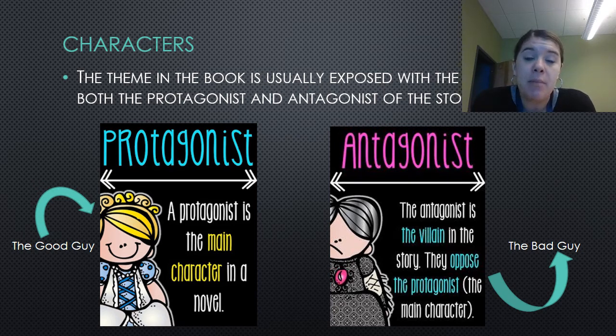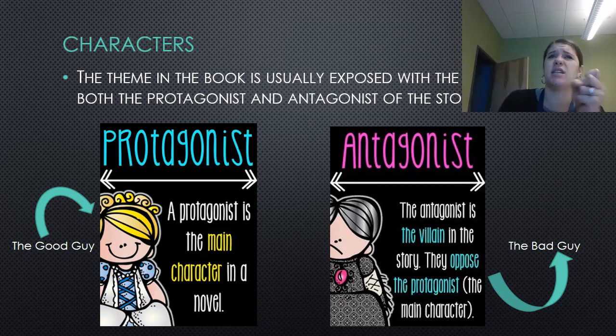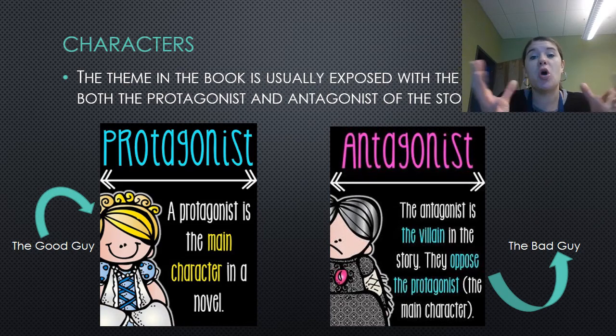The theme in a book or in literature is usually exposed with the help of both the protagonist and the antagonist in the story. Whether the antagonist pulls out the theme in the protagonist or the protagonist stands up against something with the antagonist, these two characters work together to show or expose the theme to us readers.